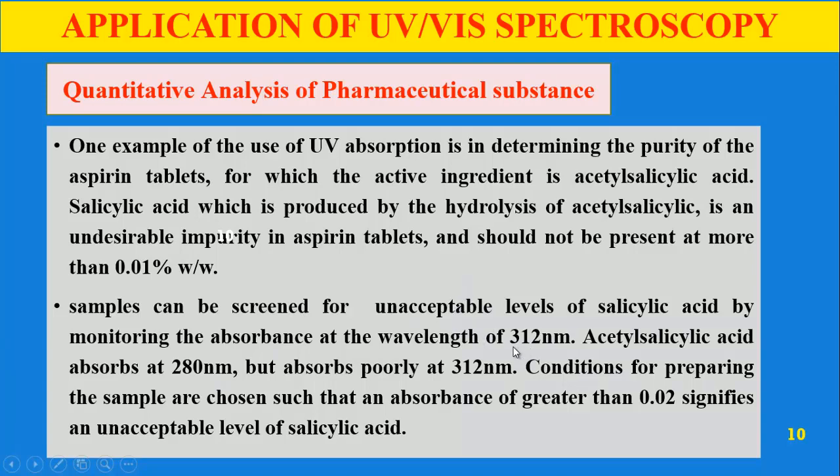The salicylic acid absorbs at 312 nanometer. Acetyl salicylic acid absorbs at 280 nanometer. If our sample absorption increases at 312 nanometer, it means that the concentration of salicylic acid is greater. So from this we can check: if its absorbance is less than 0.02, then it means they are in less quantity. If it is greater than 0.02, then it means that it is an unacceptable level of salicylic acid. So we have to re-purify the substance.